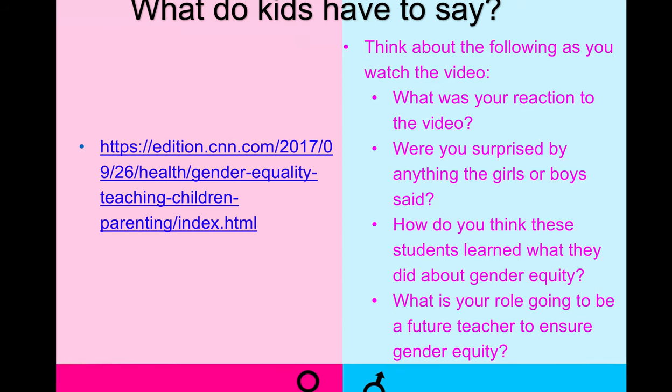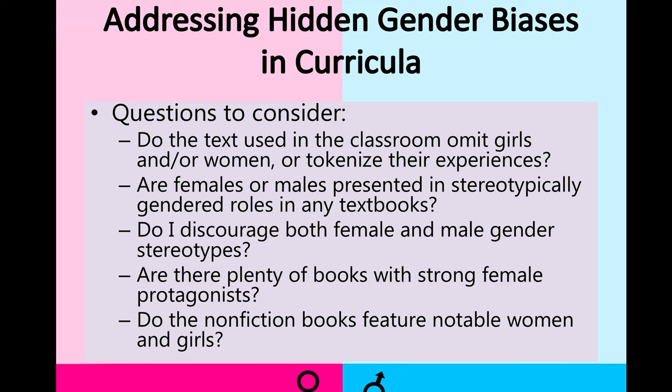One of the things I think that really is important to help students learn about gender equity is to address the hidden gender biases in curricula. In order to do that, some of the things you need to consider, and I would encourage you to look at this in your own practicum classrooms, is do the texts used in the classroom omit girls and or women, or tokenize their experiences? Are females or males presented in stereotypical gendered roles in any of the textbooks, particularly those basal readers that are required? Think about that real carefully.